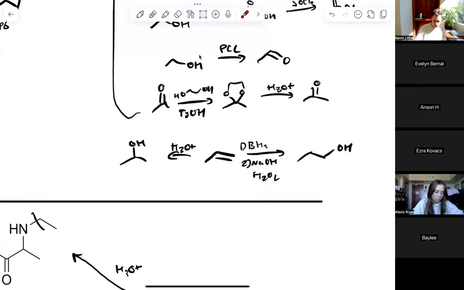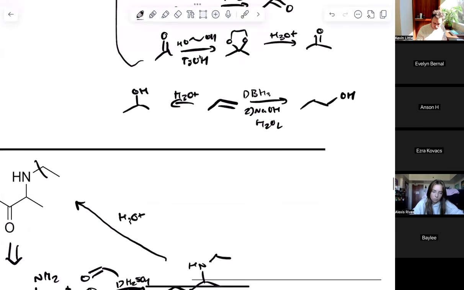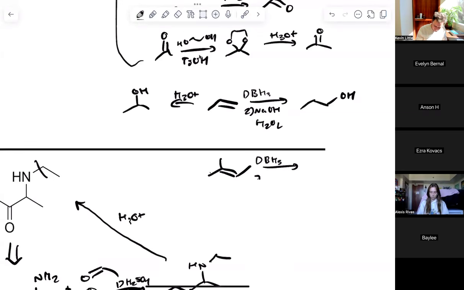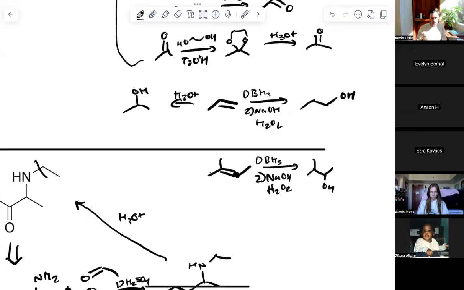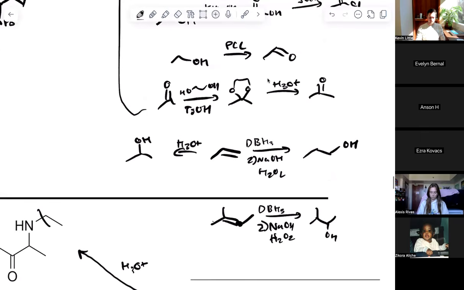One common mistake I see people make sometimes is, if I've got BH3 and NaOH, H2O2, it doesn't put the OH at the end. It's not a magical reagent that puts things at the end. It adds it to the less substituted side of the double bond. It's always in relation to that double bond. So don't just think it always adds to the end. All right, any other questions?